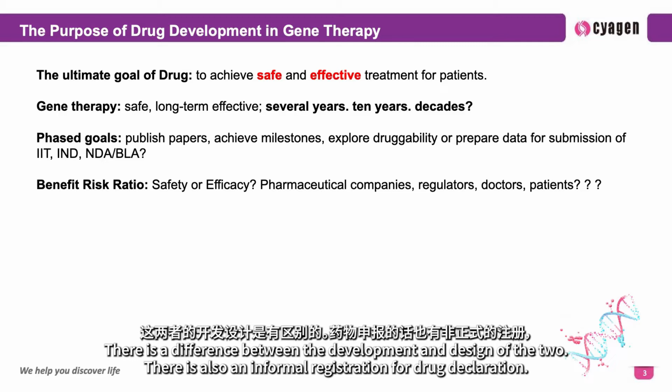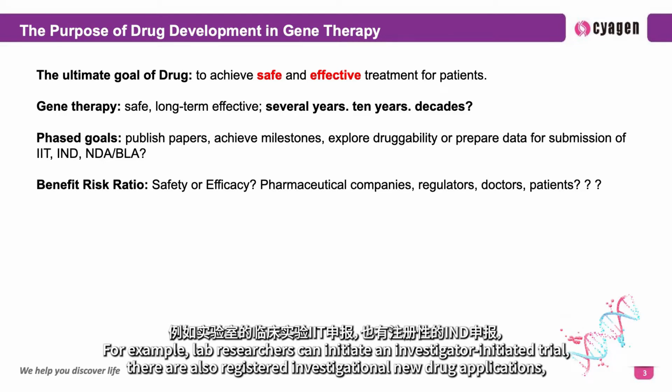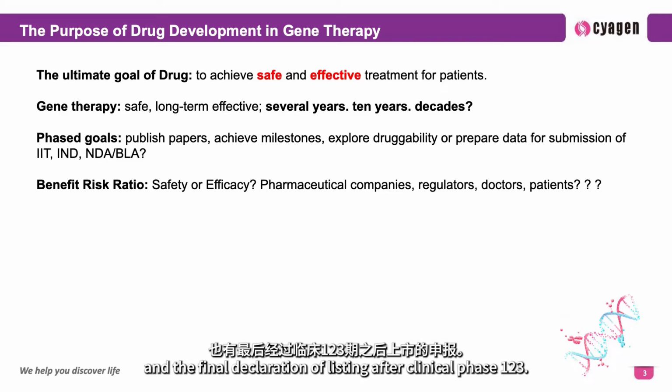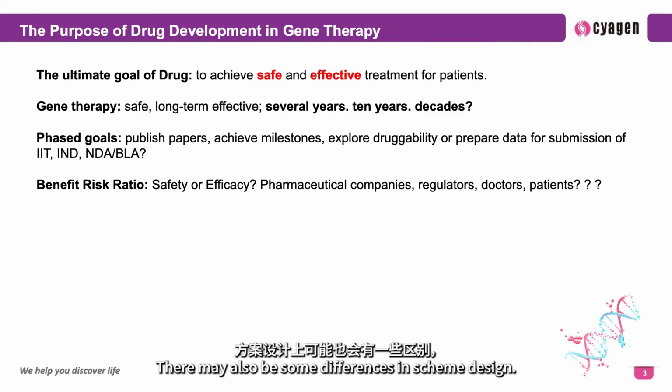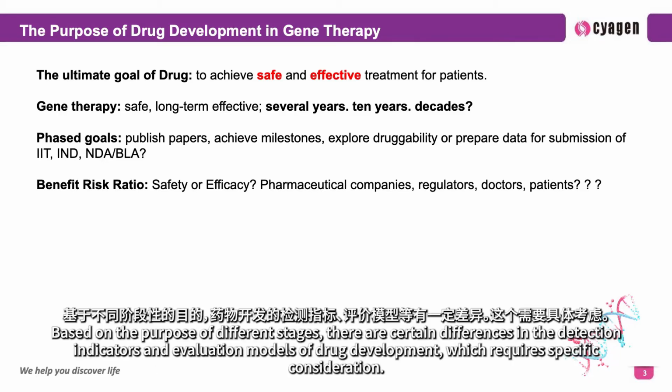There is also an informal registration for drug declaration. For example, lab researchers can initiate an investigator-initiated trial. There are also registered investigational new drug applications, and the final declaration of listing after clinical phase 1, 2, 3. There may also be some differences in scheme design. Based on the purpose of different stages, there are certain differences in the detection indicators and evaluation models of drug development, which requires specific consideration.